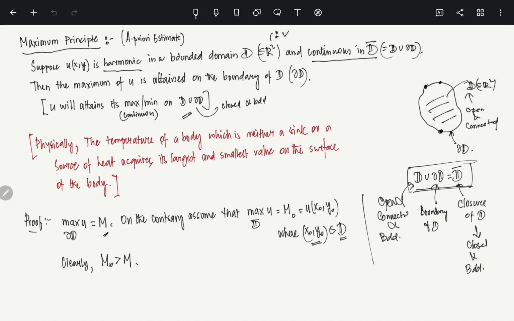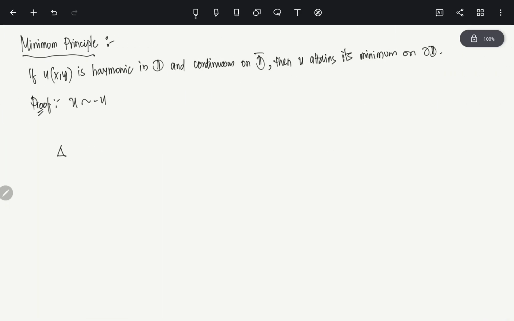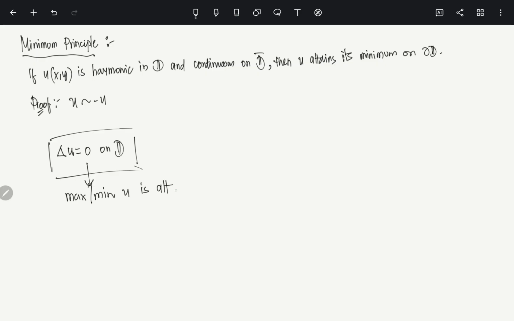Okay, so this is the maximum and the minimum principle. This holds for harmonic functions. So what is a harmonic function? If Laplacian u equals 0 on T, then the maximum of u and the minimum of u are attained on the boundary of T. Is it okay? Provided u is C2 inside, that is twice continuously differentiable inside, and continuous up to the boundary, on T union the boundary of T. Up to the boundary, if that happens, then the maximum of u and the minimum of u are attained on the boundary. That's your maximum principle.